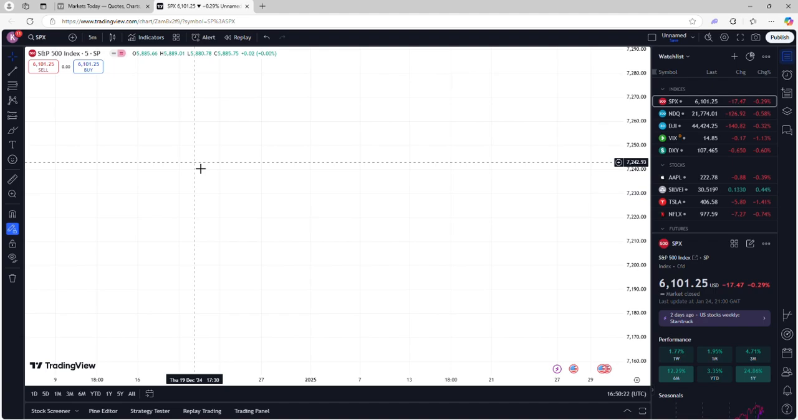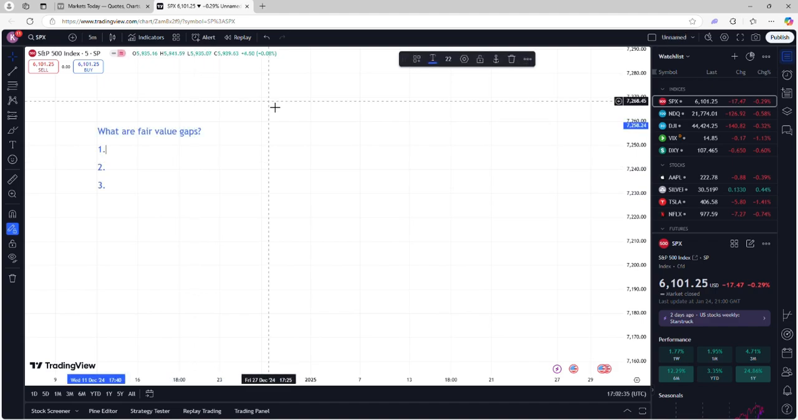Today we're diving into a topic that's been gaining a lot of attention lately: fair value gaps. What they are, how they form, and how you can use them to improve your trading game. Stick around because by the end of this video you'll understand how to spot these gaps and leverage them to make smarter trades. Let's start with the basics. What exactly are fair value gaps, or FVGs?